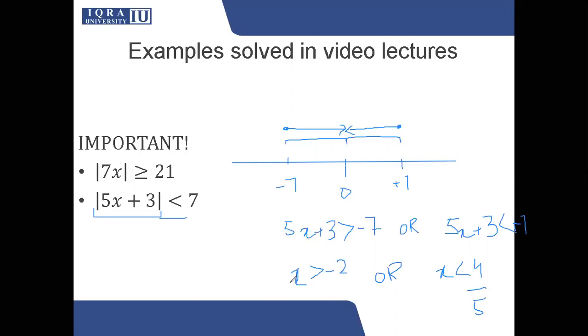So these are your answers, not this. This is not the answer. Your answer is basically x is greater than minus 2, so minus 2 is somewhere right over here, and x is less than 4 by 5. 4 by 5 is somewhere over here. It's 0.8, right? So your answers are basically this. It has to be greater than minus 2 and it has to be less than 4 by 5. So this range is your range of answers.